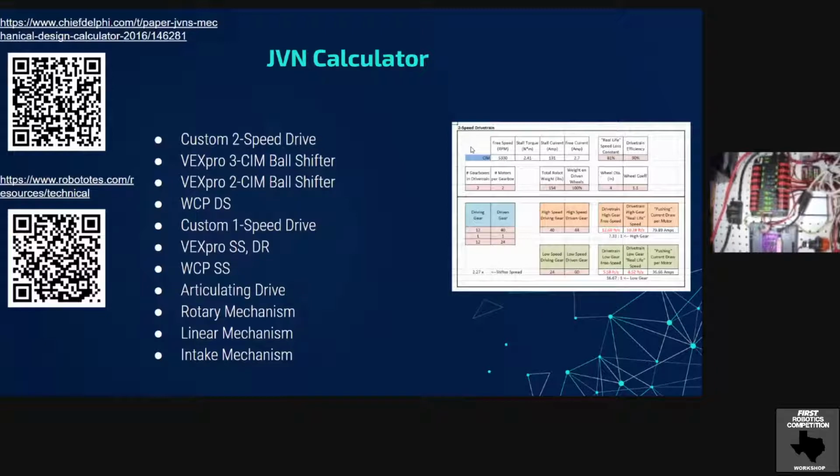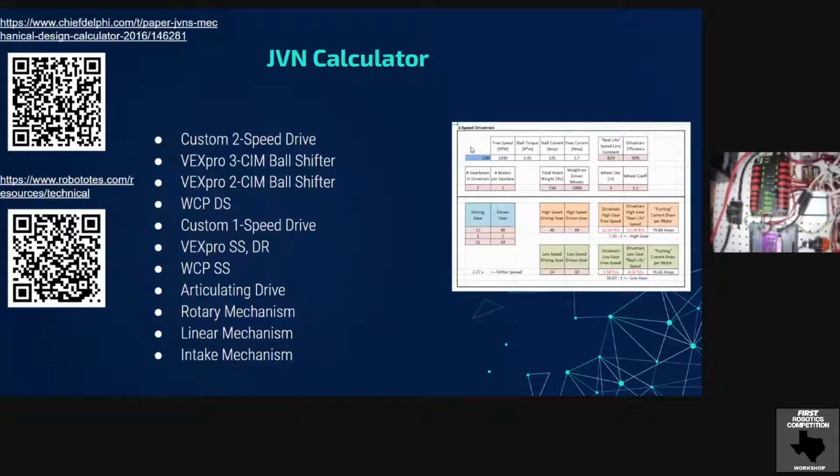Now, obviously, this is a very mechanical-based tool. In your design workshops, I would hope at least that they'd be going over this. But the reason that I talk about this is because a lot of people will use the JVN calculator to say, okay, with this gear ratio, we can get this speed and this torque, right? So the amount of force that we can push against and the speed we can go, and they won't look at, I think it's in the bottom right-hand corner in that photo, the amps that their stall current pulls. And you can look up on Chief Delphi the best ratio to have with that. But basically, if your amps are off, wildly off, you will brown out your robot. And this is a way to tell that.